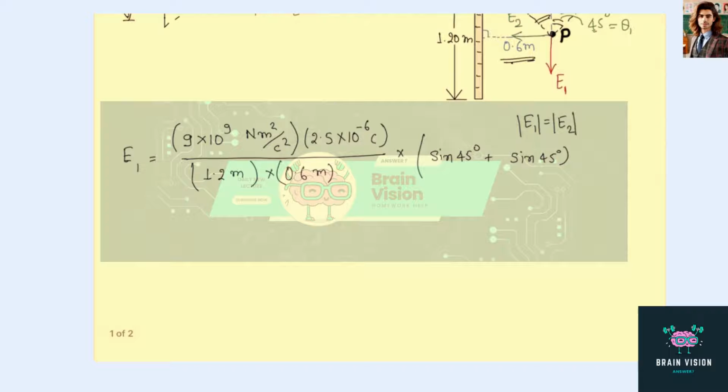Okay, so we can solve this value. So E1 comes out to be 4.42 into 10 raised to the power 4 Newton per coulomb. So this is the value of E1. So the same value will be for E2.